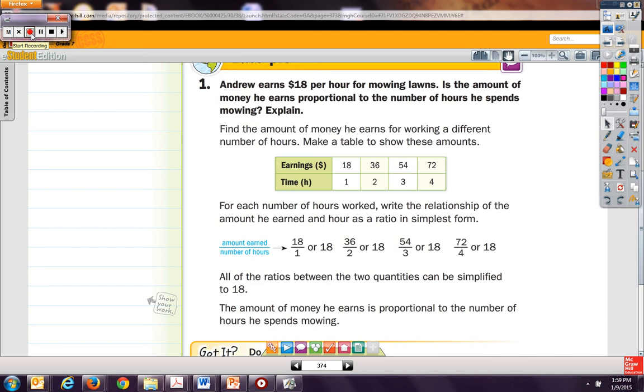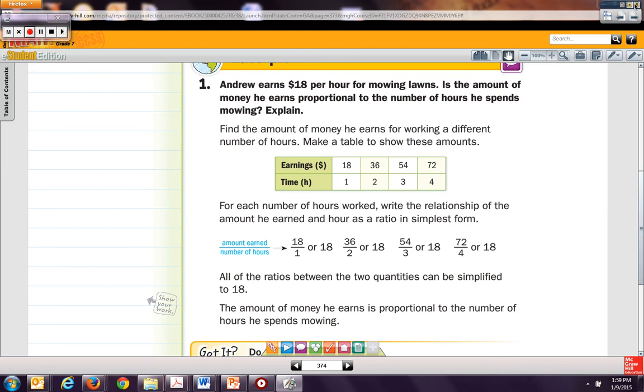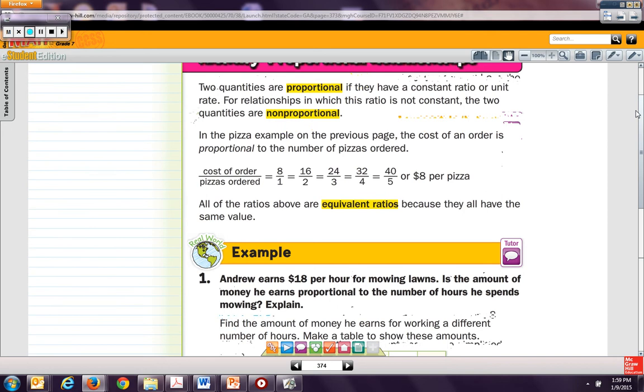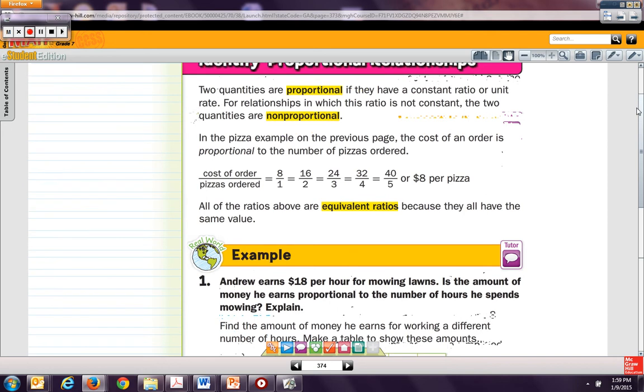Okay, so this is lesson 4, pages 374 and 375 on proportional and non-proportional relationships. If you read through the first example, the real world link was talking about ordering pizza. At the top of this page, it finishes that example and gives you your vocabulary of proportional and non-proportional. Two quantities are proportional if they have a constant ratio. So the example was each pizza cost $8.